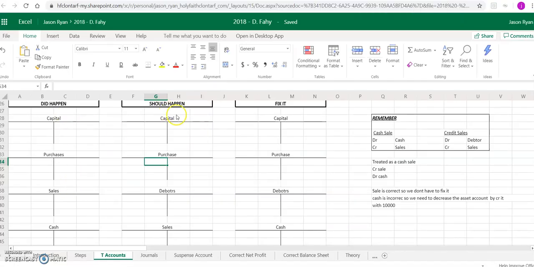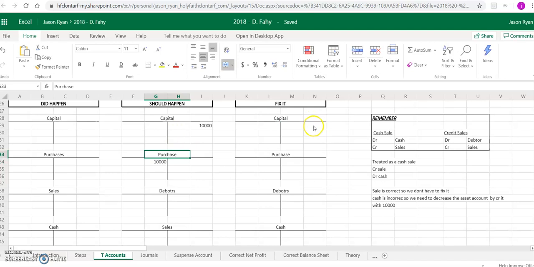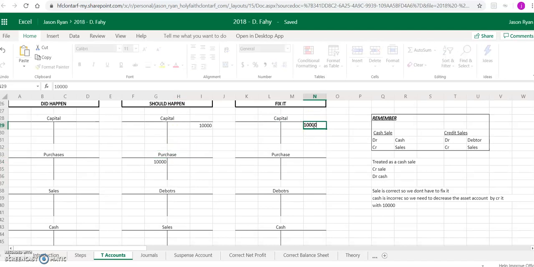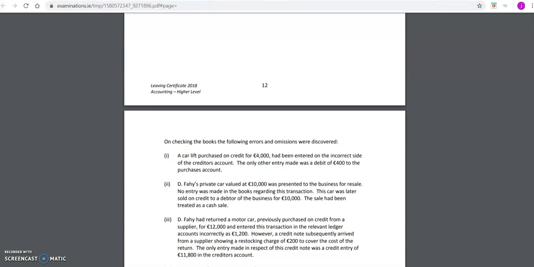So nothing happened. So what should have happened, we should have credit our capital by 10,000 and debit our purchases by 10,000. That's what should happen. So how do we fix it? Just going to put it in exactly the same. So credit your capital 10,000 and then debit your purchases 10,000.